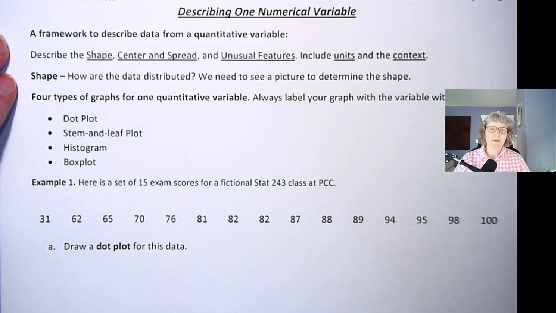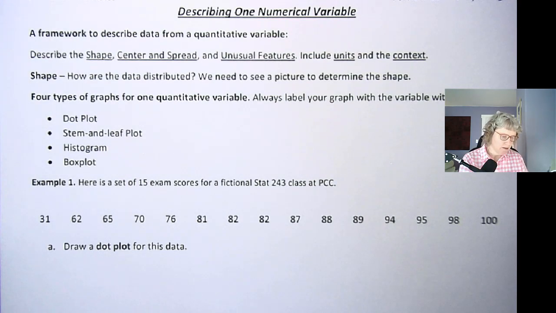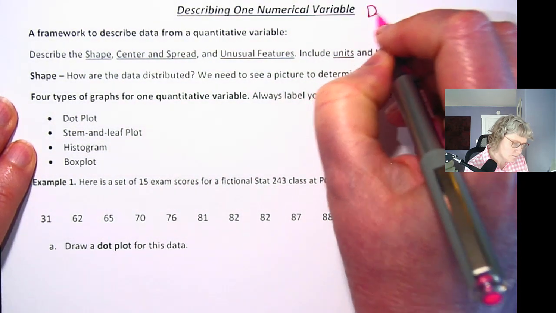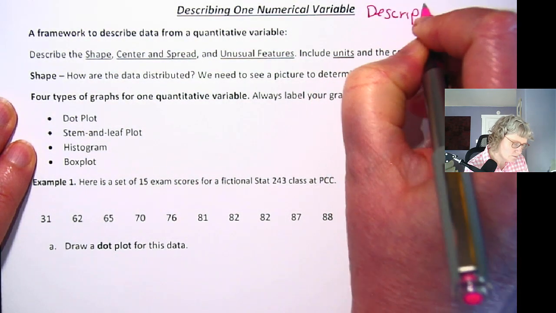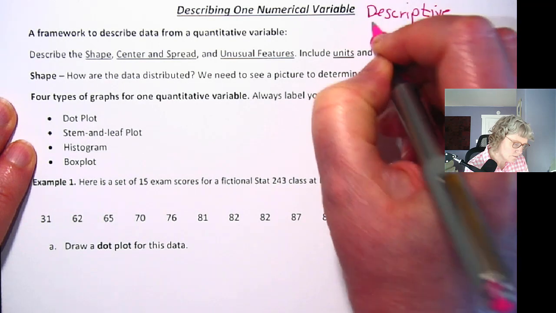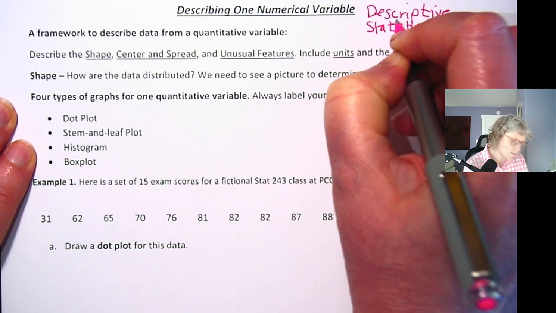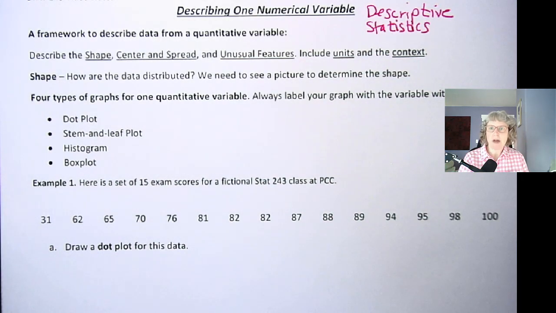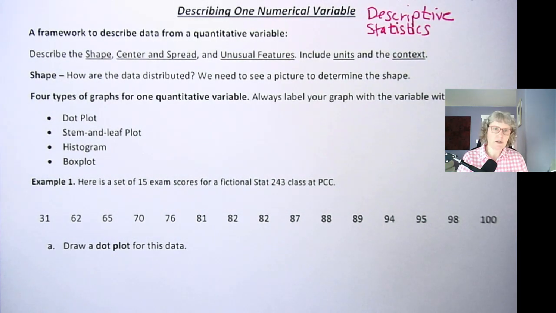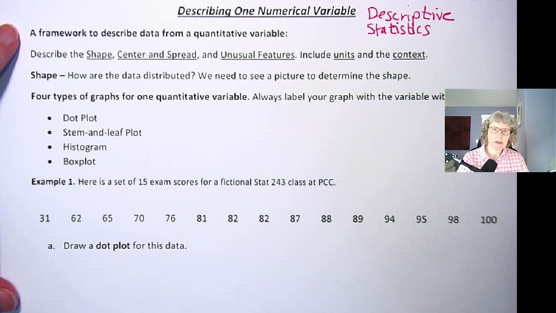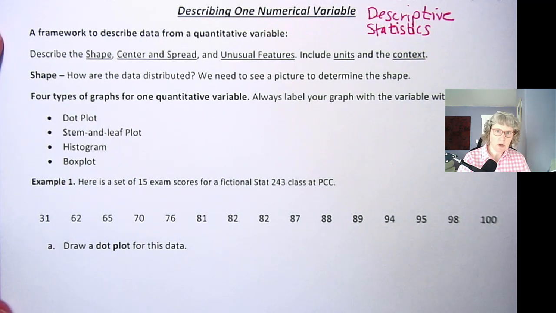Hi there. In this video, we're going to talk about describing one numerical variable. So we are getting into what's called descriptive statistics. So let me write that down. Descriptive statistics means describing a data set, describing the data you have. Okay, we're not getting to inferential yet. This is descriptive. And we have a framework to describe data, and we're looking at a single quantitative variable.